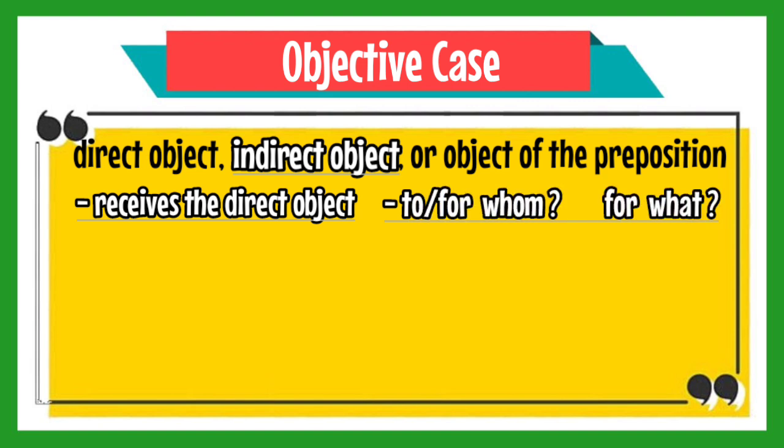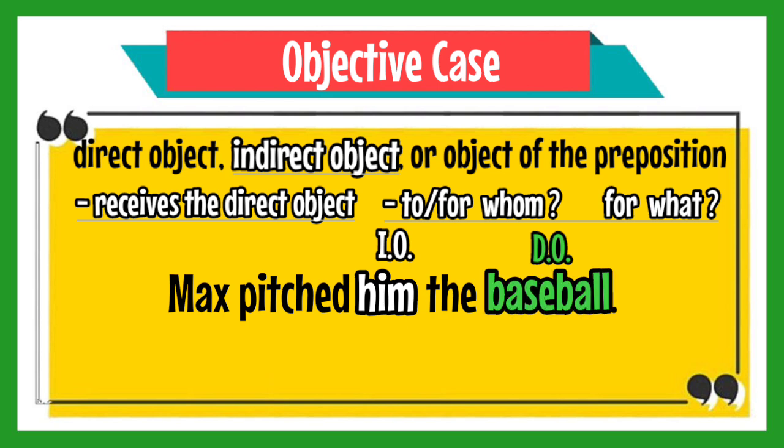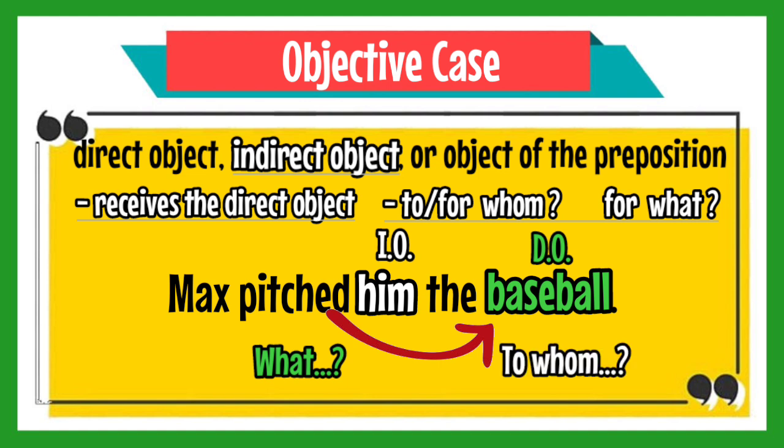or for what. For example, Max pitched him the baseball. The pronoun him in the sentence functions as an indirect object. Why? Because it receives the direct object, which is baseball. Now let's try to ask some questions. What did Max pitch? The baseball. So, this is the direct object. To whom did Max pitch the baseball? To him. It receives the direct object. That is why the pronoun him functions as an indirect object in the sentence.